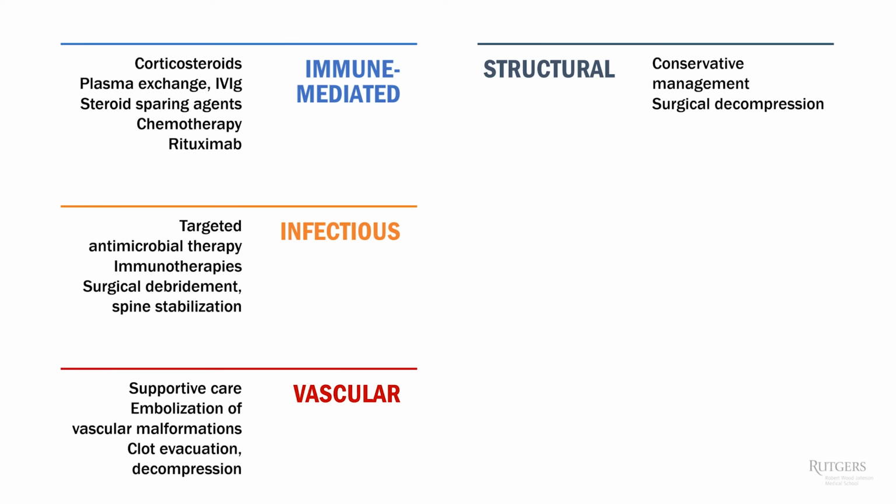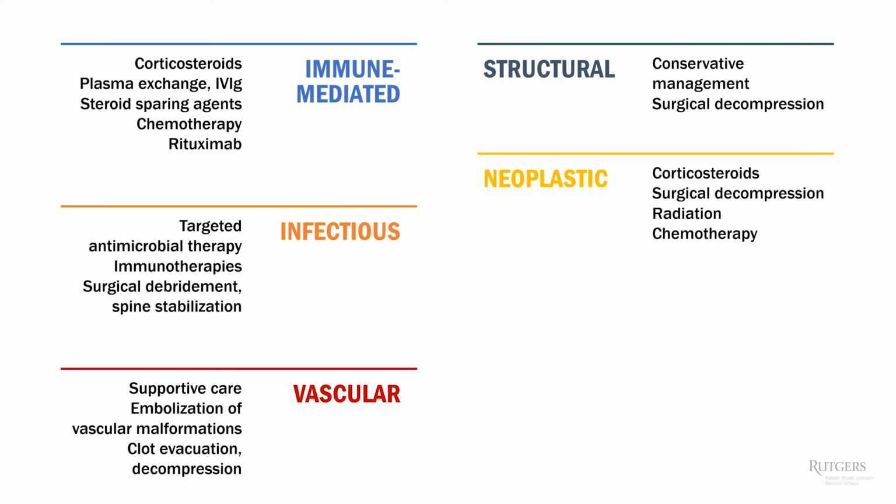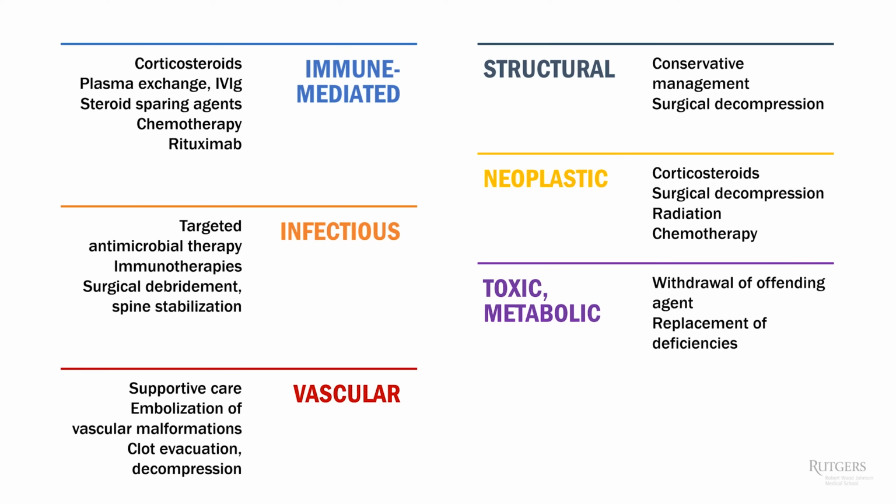For neoplastic pathologies, our options are steroids to decrease spinal cord edema, surgical management, decompression, reconstruction of the spinal column, radiation, like stereotactic radiotherapy, and chemotherapy, especially for leptomeningeal spread. For toxic metabolic disorders, it's removal of the offending toxin or replacement of the deficiencies.